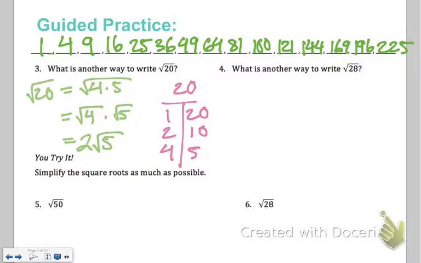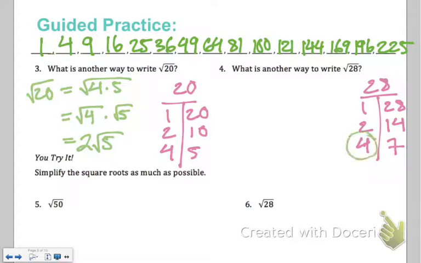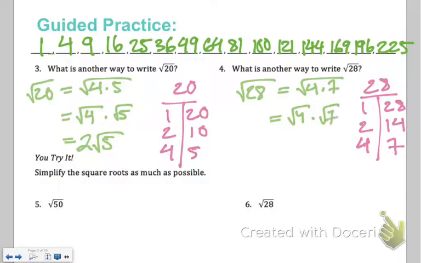Let's take a look at how we would simplify the square root of 28. So 28, again, we can list our factors to help us. Factors of 28 would be 1 and 28, 2 and 14, 4 and 7. So again, in this list, the perfect square number that we have is 4. So we can rewrite the square root of 28 as the product of the square root, or you can say radical 4 times 7, which is the same as radical 4 times radical 7.